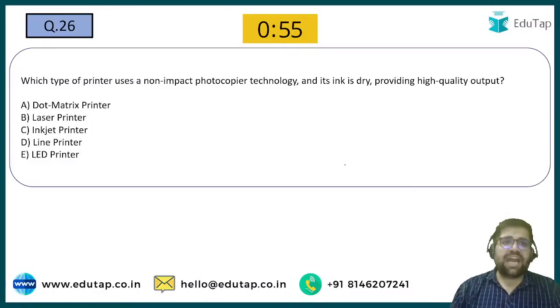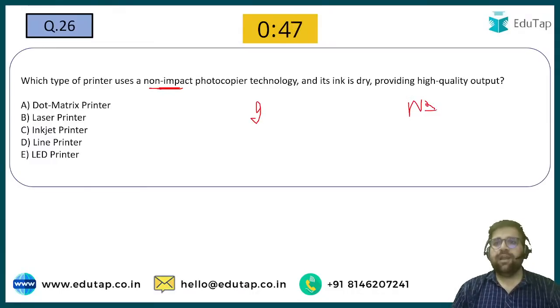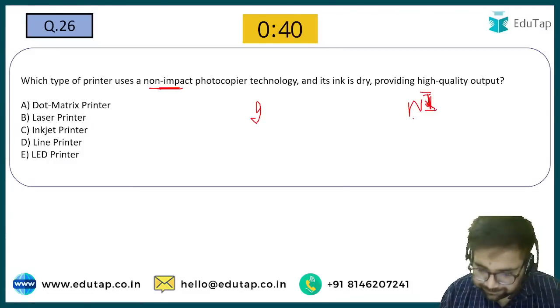Question number 26. Which type of printer is a non-impact printer? There are two types of printer. I hope you know it: impact and non-impact. So chalo, try to answer this.